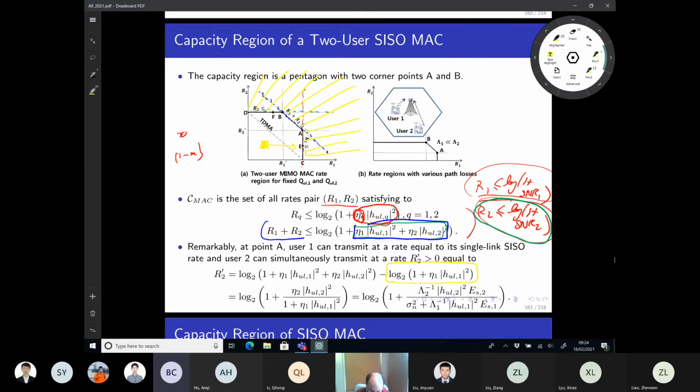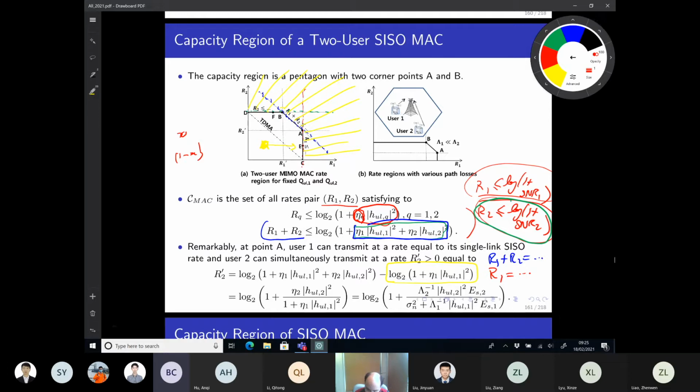Now, what is the rate of user 2 at point A? The rate of user 2 at point A will be given by the intersection between this segment here and this blue line. So the intersection between the red line and the blue line, right? The blue line says R1 plus R2 is equal to something, and the red line says R1 is equal to something.